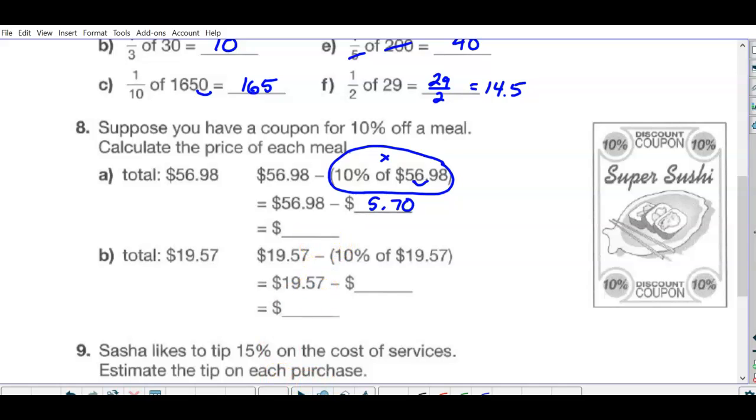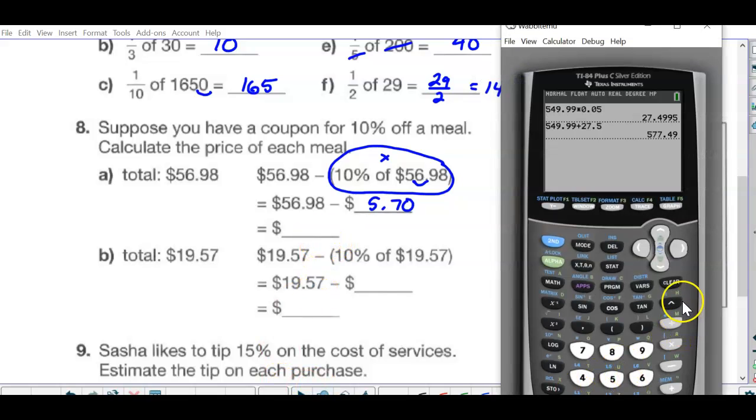And then subtract. So maybe you want to get your calculator for that. So $56.98 minus $5.70 is $51.28. Now, we'll do the same method for the next one, and then I'll show you an alternate. So 10% of $19.57 is $1.96. Okay, and then we want to subtract those.